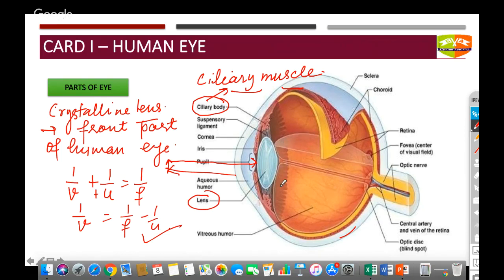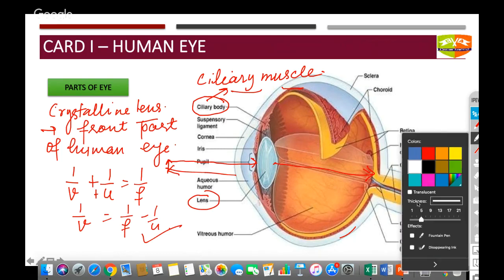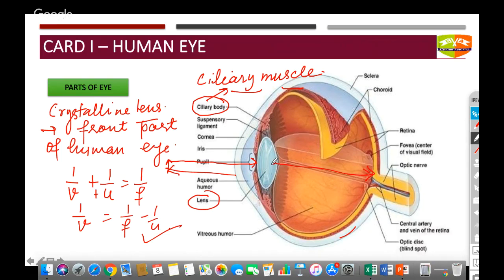Now try to understand. V is always constant. This is my V. So if V is always constant and my U is continuously changing, for V to be constant, F has to be changing. What I'm trying to say is that this U gets varied because the distance between the object and the eye lens keeps on changing. And if I want every image to be formed on the retina, it means that this V is always the same. Hence, F has to be changing as per the requirement of the eye lens. So this F is changed by this ciliary muscle.